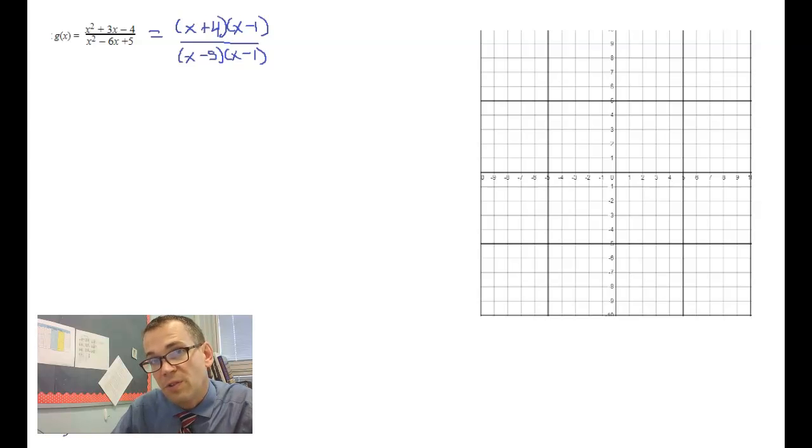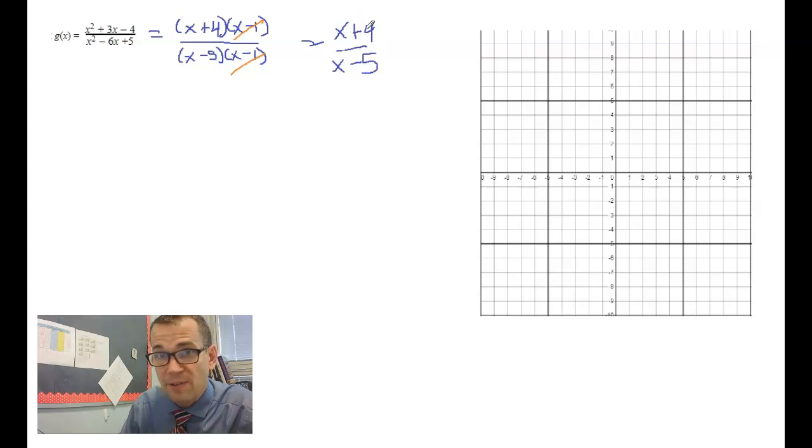This rational function looks just like all the other ones we've done so far, except for the problem that when we factor this, we'll notice that there's a common factor in the numerator and the denominator of x minus 1, which can be canceled off. And the reduced function of x plus 4 over x minus 5, if you were to graph this on your graphing calculator, they would look pretty much identical.